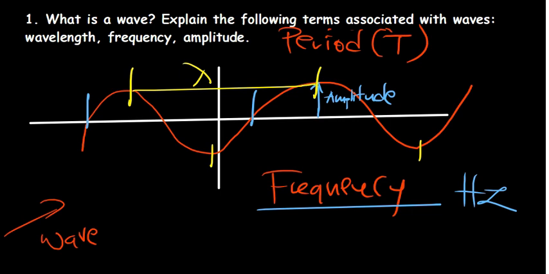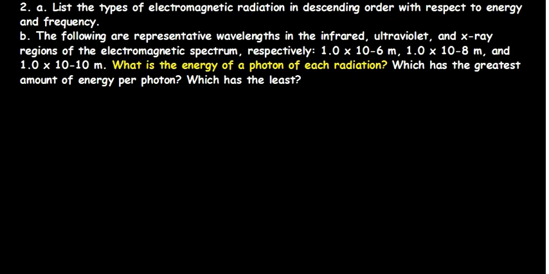The formulas come in the other questions we're going to handle. Now question 2 is asking to list. So we've got part A and part B. Part A says list the types of electromagnetic radiation in descending order with respect to energy and frequency.